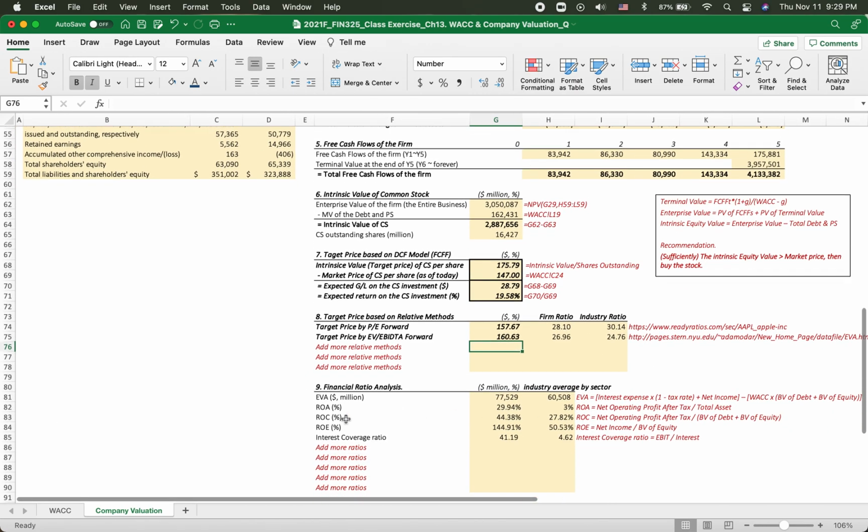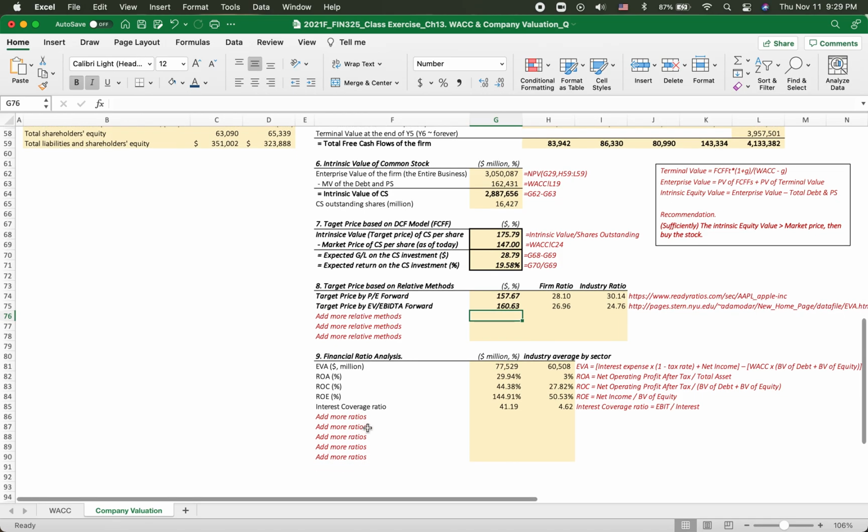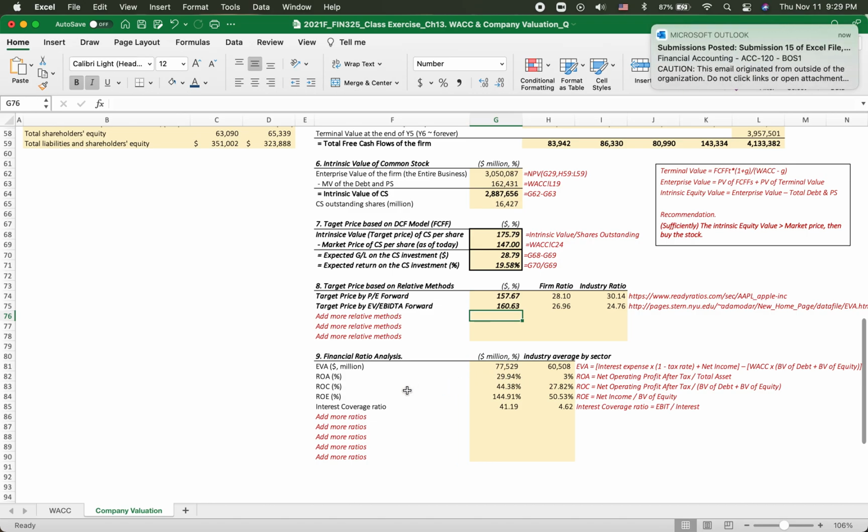Okay, and then the number 9 part is just a calculation of EVA, ROA, ROC, ROE. There are a lot of other ratios, and then you can compare the industry average or the competitors, and then you can write down the differences in the research report.